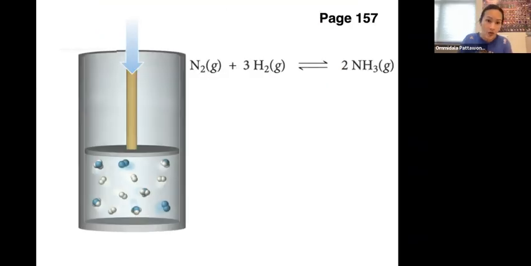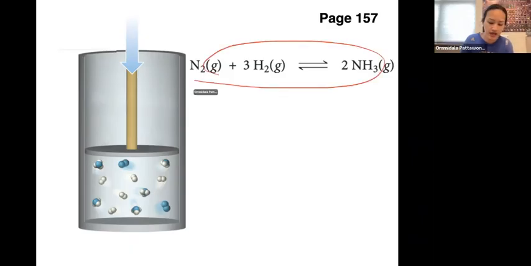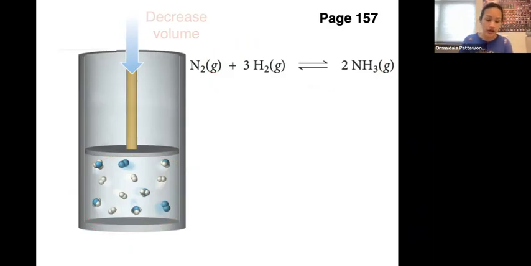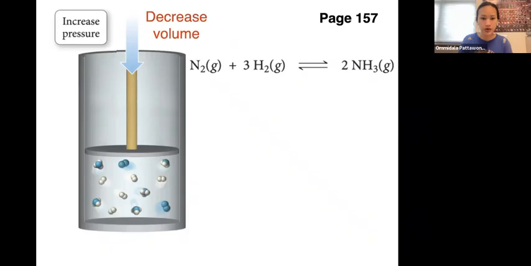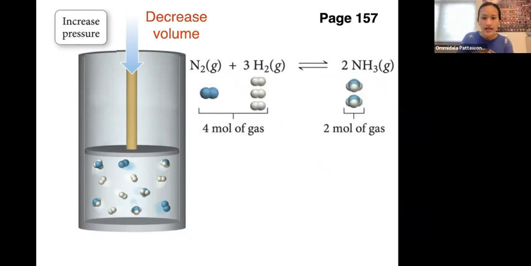Now let's take a look at how we can change pressure. Let's say that we have this reaction mixture in this container. In order to change pressure, you decrease the volume, and that is going to cause the pressure to increase. So you can increase pressure by decreasing the volume. Whenever the volume is decreased and the pressure increases, you look at the number of moles of gas for the product and for the reactant to help determine how the reaction would shift.